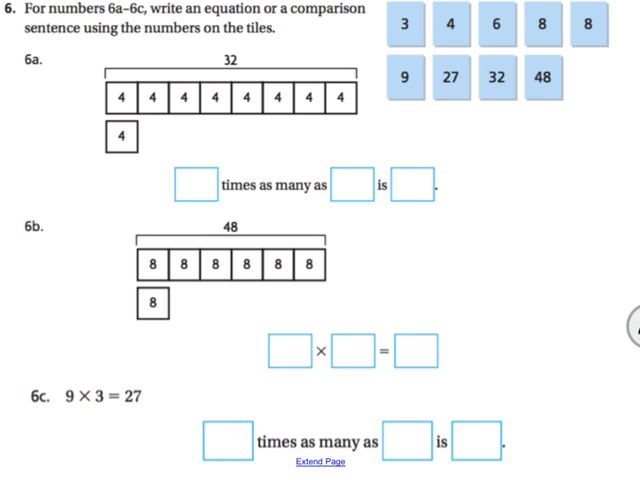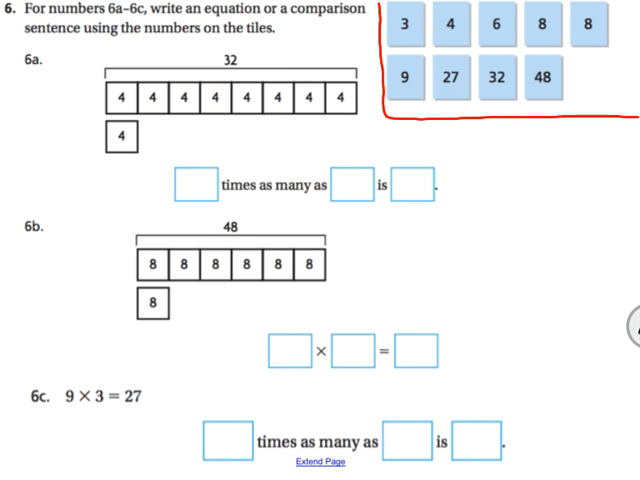So each section has their own product. Okay, so for numbers 6a through 6c, write an equation or comparison sentence using the numbers on the tiles. So you will notice that we have tiles over here. These are the tiles, okay? And on these tiles, they have numbers. Those are the numbers that we're going to use to put into the empty boxes, okay?